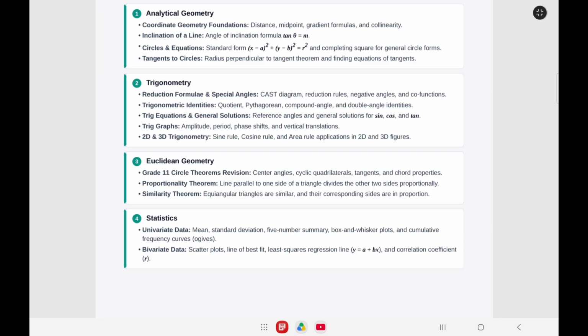Number 3, you have Euclidean geometry, which is a very tricky topic for learners. I believe it's introduced in grade 9, if I'm not mistaken. Most of geometry, actually, not the Euclidean part. So grade 11, circle theorem revision. You also have your proportionality theorem, which was introduced in grade 12, as well as similarity theorem. This is a very confusing topic. Try analytical trigonometry and then Euclidean. And then you have your statistics.